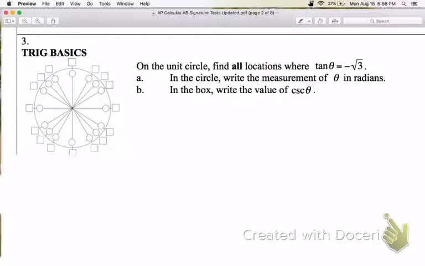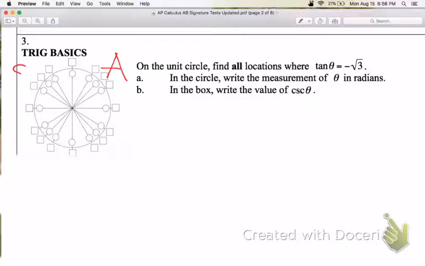SIG test number 3 is on trig basics, so seeing whether or not you can locate different trig values on the unit circle. So this first one says, on the unit circle, find all locations where tangent of theta equals negative radical 3. So first things first, we can eliminate some by realizing where tangent is positive versus negative.